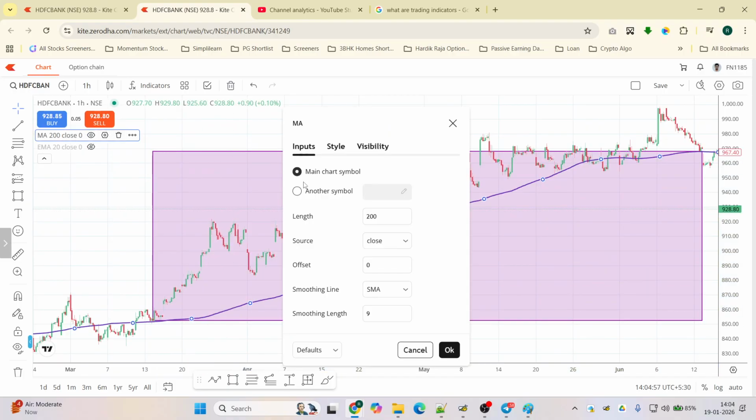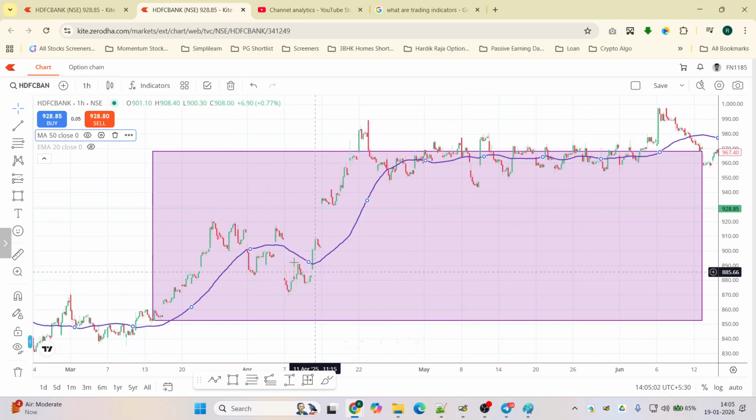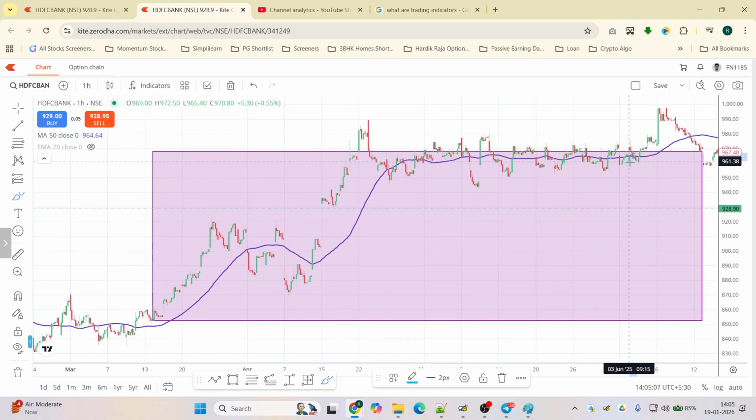So now let me reduce this value to 50. You can see now earlier where it used to cut here, right? The trend now, because of the shorter period of moving average, ended here itself. So depending on the length of the moving average or the exponential moving average, you can capture a short trend or a long trend. A short trend meaning you can use it for swing trading or for investing purposes. Okay guys, so that is what.